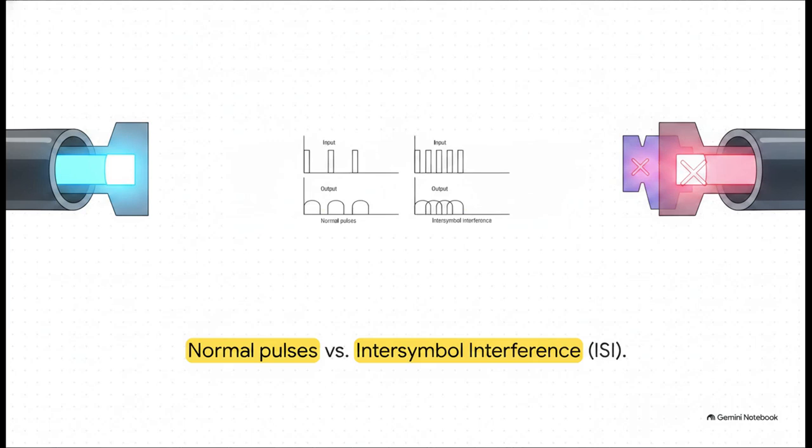When crisp, perfectly distinct blocks of light representing ones and zeros first enter the fiber, they look great. But as they travel over really long distances, those sharp pulses start to broaden and eventually overlap with each other. This is called intersymbol interference, or ISI. When these pulses overlap too much, the receiver at the far end literally can no longer distinguish a 0 from a 1. The data is just gone.